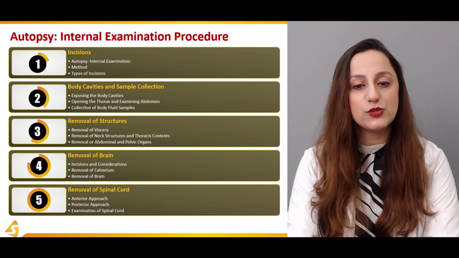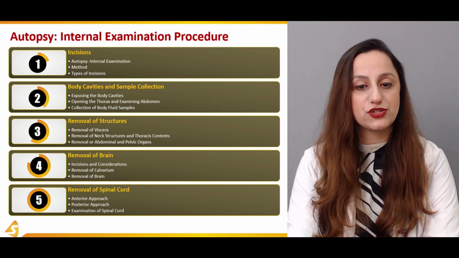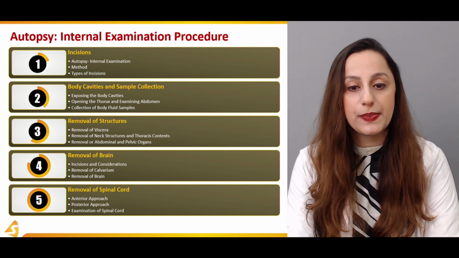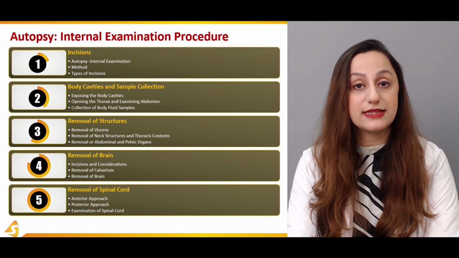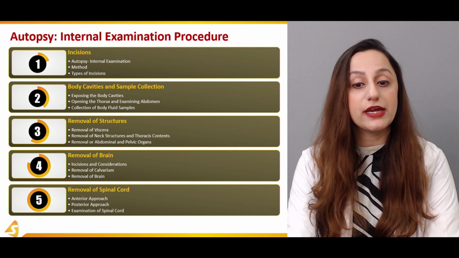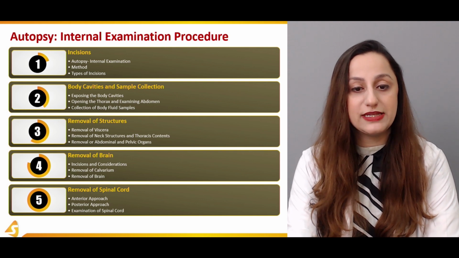In the third section, we'll be discussing the removal of the structures from the viscera and the neck structures. How do we remove the neck structures? The thoracic contents, the removal of the abdominal and the pelvic organs will be discussed in this third section.